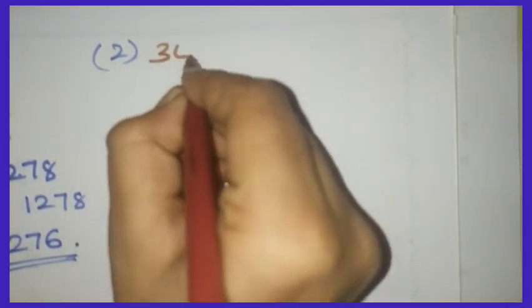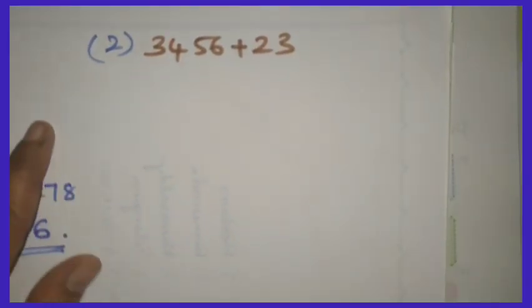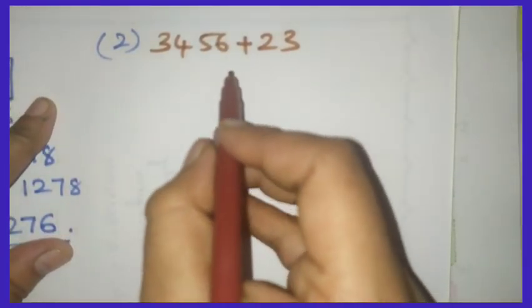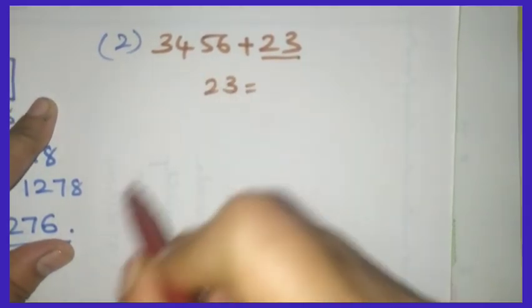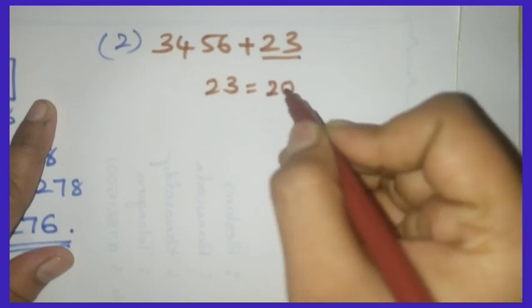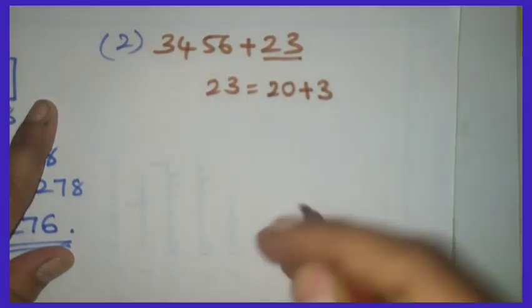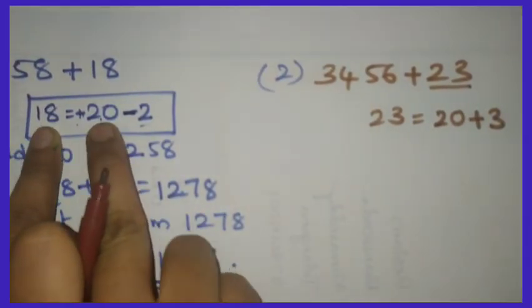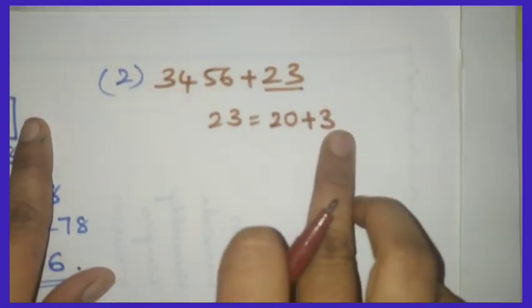For example, 3456 plus 23 is given. This 23 is the smallest number, so we'll take 23. Is it nearer to 20 or 30? Yes, near to 20, so we'll take 20. How much do we have to add to get 23? Yes, 3. 20 plus 3. Here 18 is less than 20, so we subtracted. Here 23 is greater than 20, so we'll add 3.